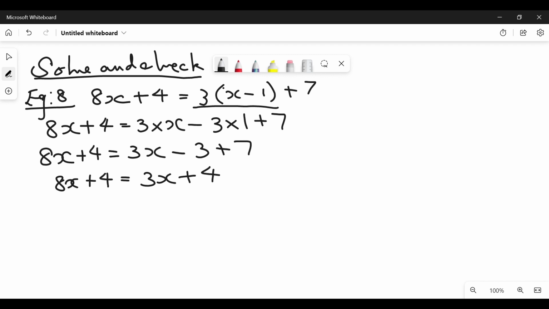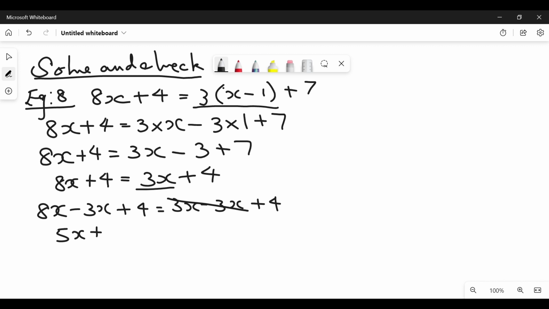Having brought it to this step, you start applying the additive inverse. I want to collect all the x terms on the left hand side and keep all the constants on the other side. So I am going to bring this 3x to this side, using the additive inverse technique. You subtract 3x on both sides. By that, you cancel this and you get 5x plus 4 equal to 4.